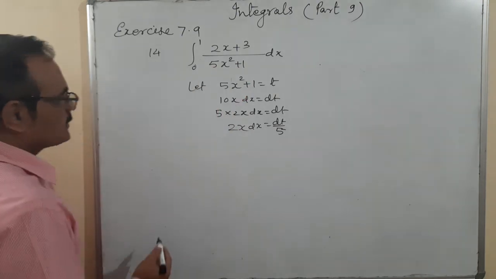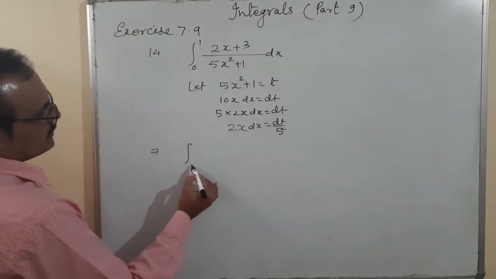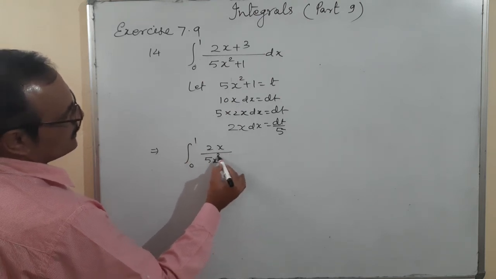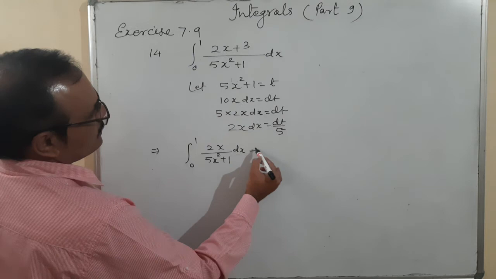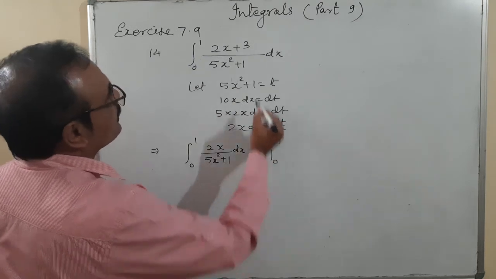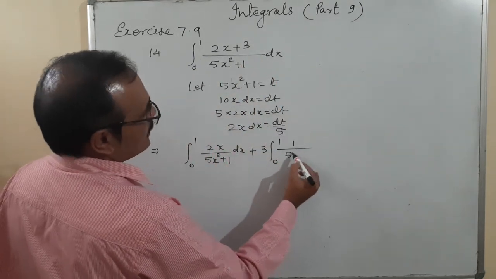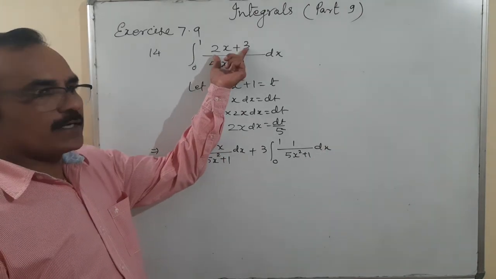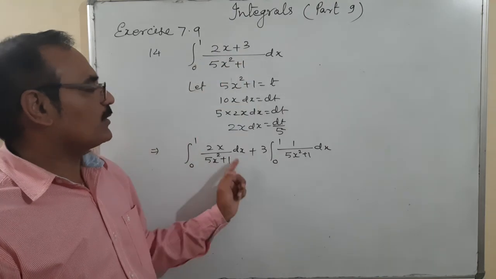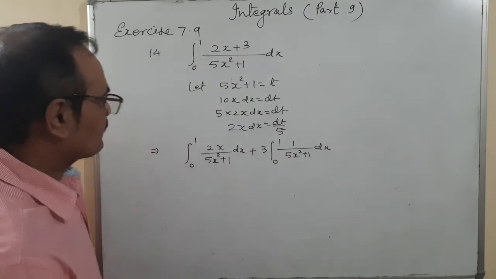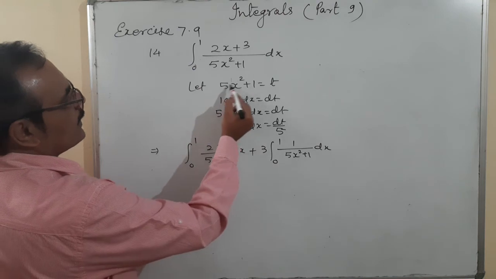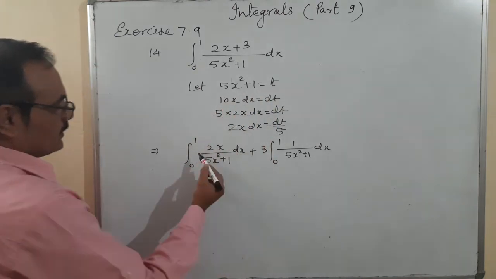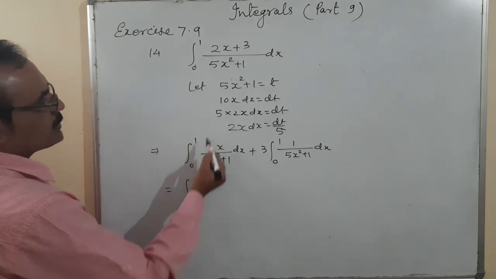So first we are going to separate it like this. Limit 0 to 1, 2x upon 5x square plus 1 dx plus 3, limit 0 to 1, 1 upon 5x square plus 1 dx. What I have done, this numerator is divided into two parts, 2x upon this term plus 3 upon this term with limit and everything. Here I can take 5x square plus 1 is equal to t, 10x dx is dt. So this can be changed. We'll have to change the limit also.